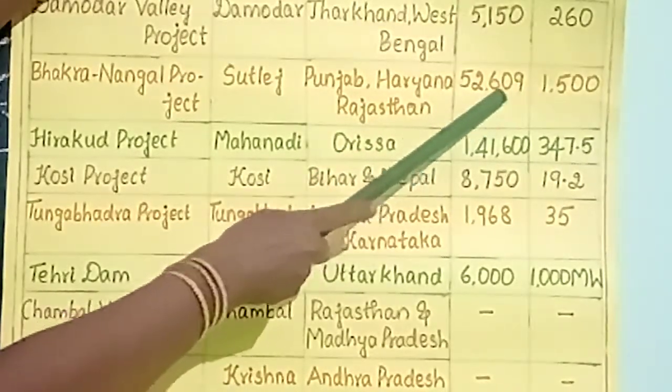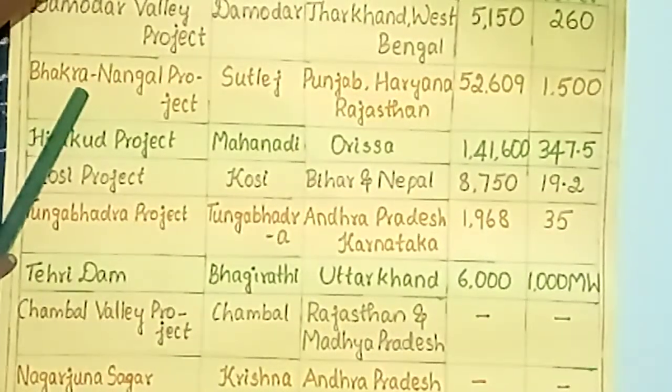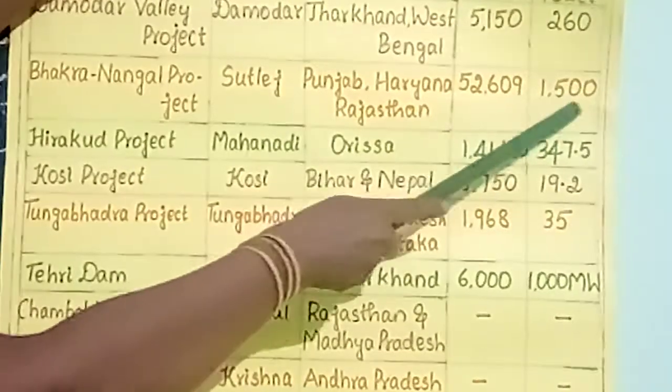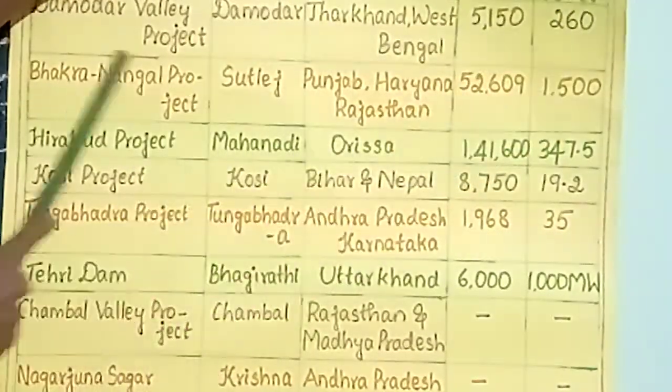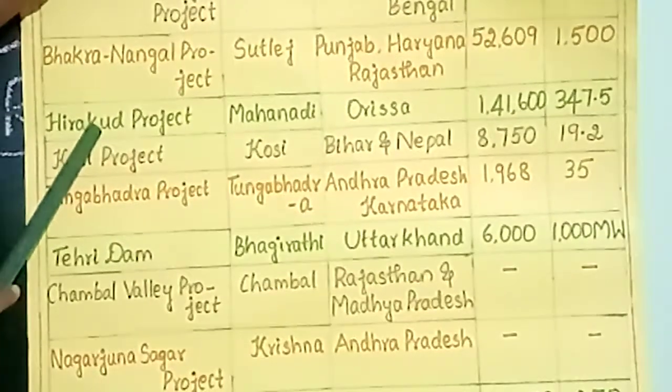52,609 square kilometers of area are irrigated through this dam's water, and also 1,500 megawatts of electricity are produced. Then the next one is the Hirakud project.